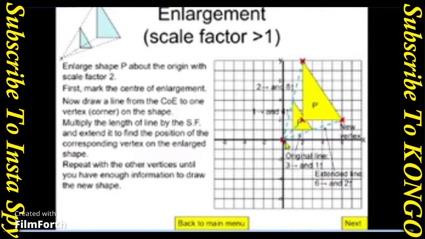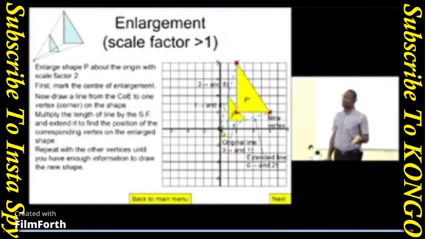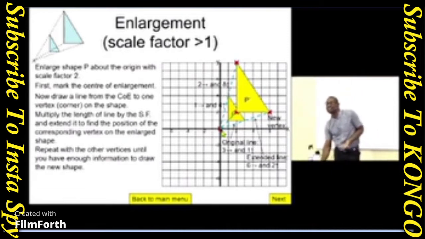How do you find the scale factor? You look for a side on the object and a side on the image, and you divide the image side by the object side, the distance, and then you would find the scale factor. Right? So let me go again. You divide the length of a side on the image by the length of a side on the object. Right? And that is very easy.